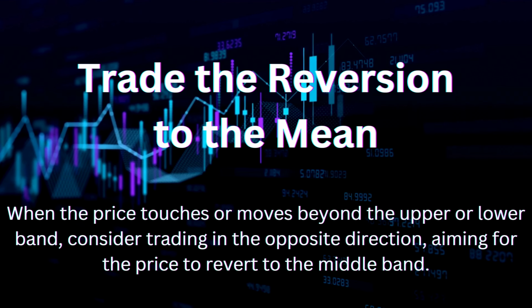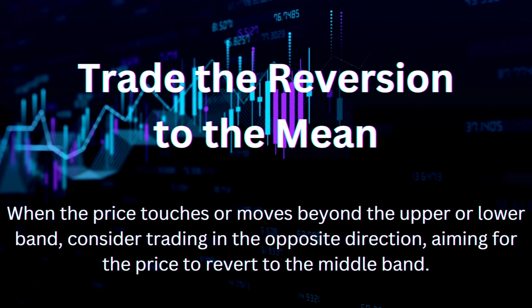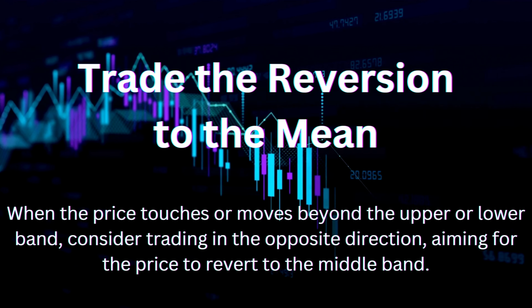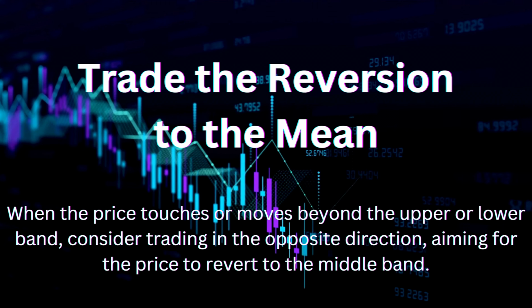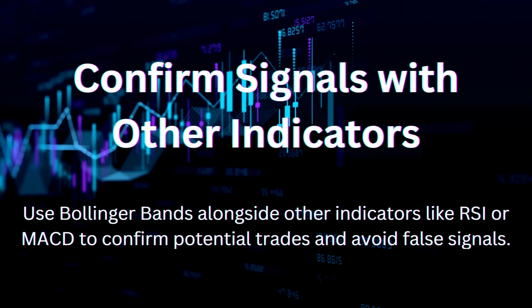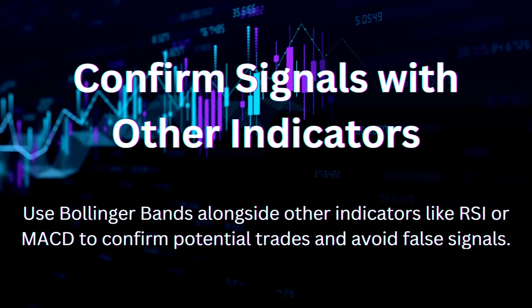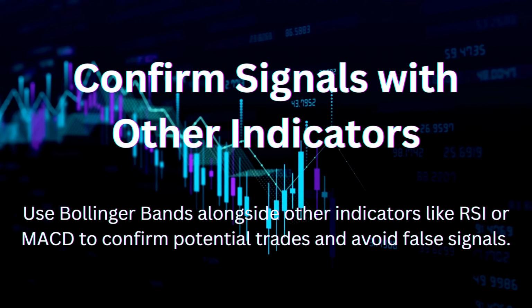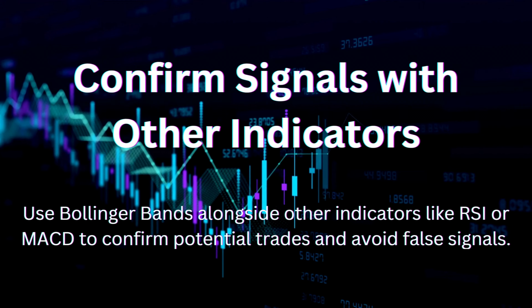2. Trade the reversion to the mean. When the price touches or moves beyond the upper or lower band, consider trading in the opposite direction, aiming for the price to revert to the middle band. 3. Confirm signals with other indicators. Use Bollinger Bands alongside other indicators like RSI or MACD to confirm potential trades and avoid false signals.